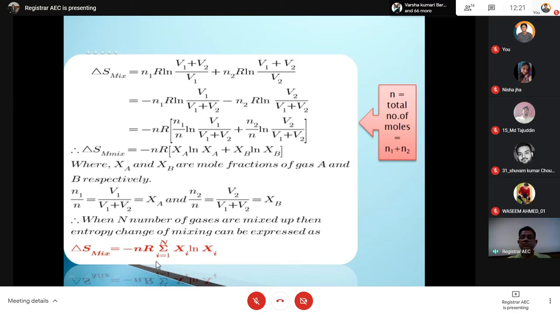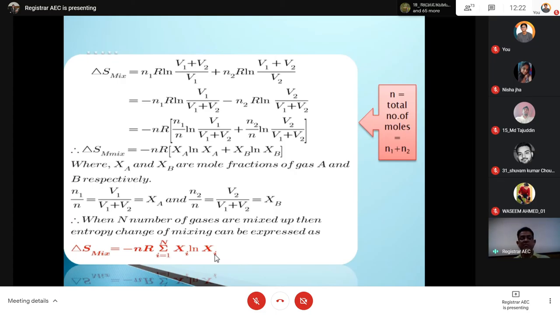If we take more than two ideal gases, for three gases we write XA ln XA plus XB ln XB plus XC ln XC. In this way, the general form is minus NR summation of XI ln XI, where XI is the mole fraction and I is equal to 1 to N, for N gases, suppose 1, 2, 3, 4, 5, 6. So delta S mix is equal to minus NR summation of XI ln XI. That is the general mathematical form of the entropy change of mixing of ideal gases.